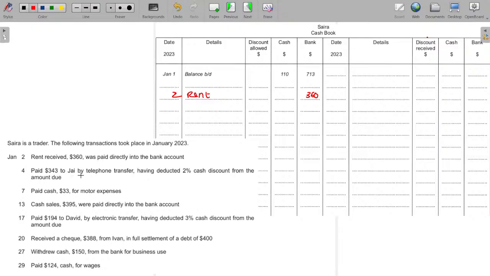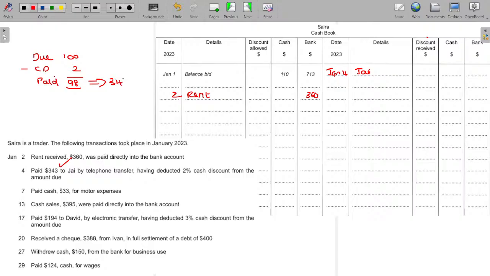Paid $343 to Jay by telephone transfer. So payment is made. Jan 4, payment is to Jay, 343 by telephone transfer, having deducted 2% cash discount. Whatever the due may be, from there cash discount is deducted and the payment is this one. If the cash discount is 2%, it means if the due is 100, the discount is 2 rupees. After this, 98 is payable. Here the payment being 343.